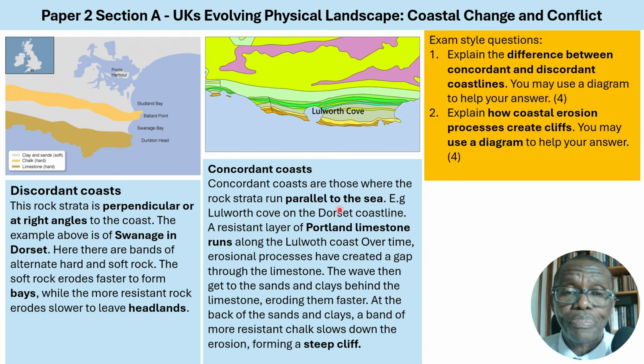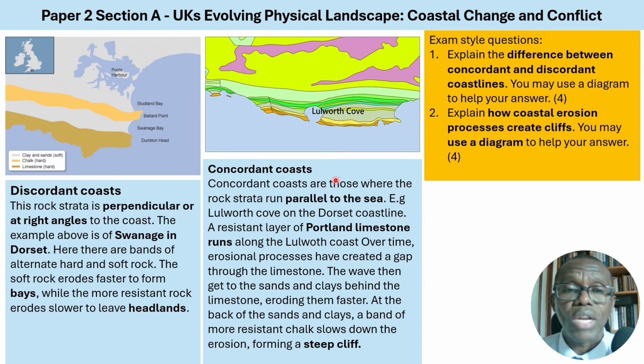Now, at the back of this cove, you're likely eventually to get to some kind of resistant geology as well. That resistant geology right at the back of the cove is going to form cliffs. So at a concordant coastline, you're likely to have both cliffs and coves forming.